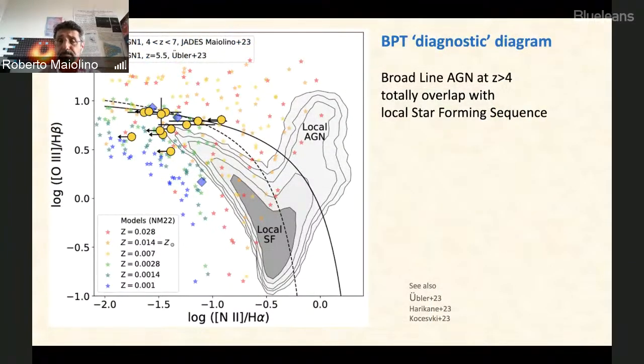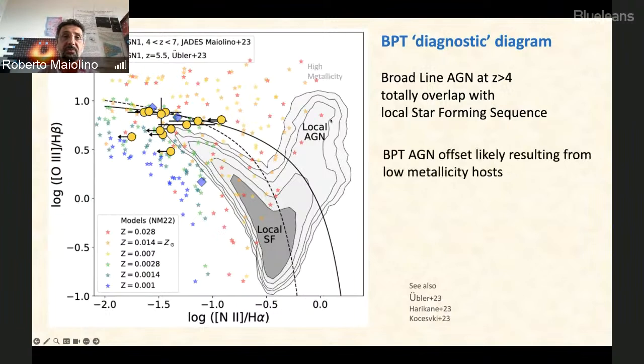As pointed out earlier, when located on the BPT diagnostics, these AGNs are completely offset from the local diagnostic for local AGNs and tend to be aligned in the regions of star-forming galaxies. So the sad news is that indeed the BPTs cannot be easily used for identifying AGNs at this high redshift. The interpretation is probably, as illustrated by these models, which show AGN models with different metallicity, that we are seeing the effect of lower metallicity at high redshift that is moving the diagnostic ratios for AGNs towards the star-forming region.